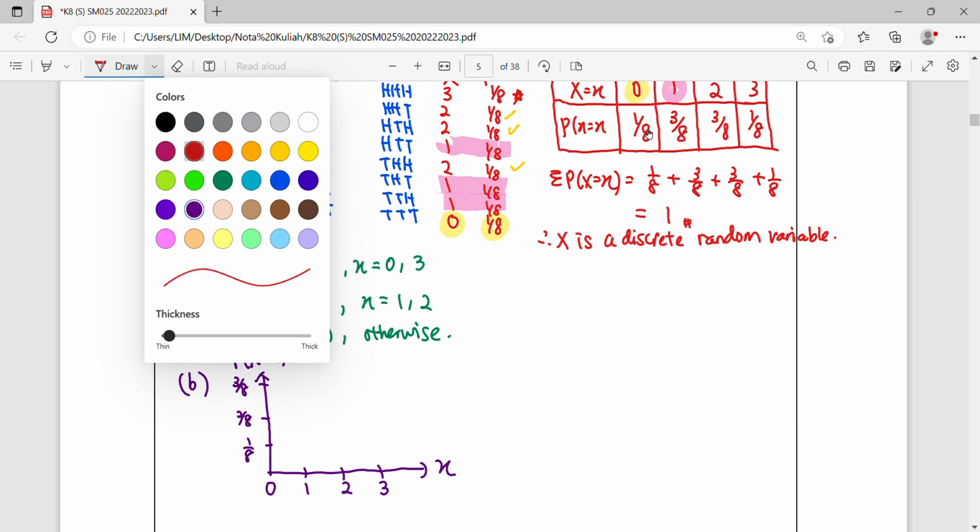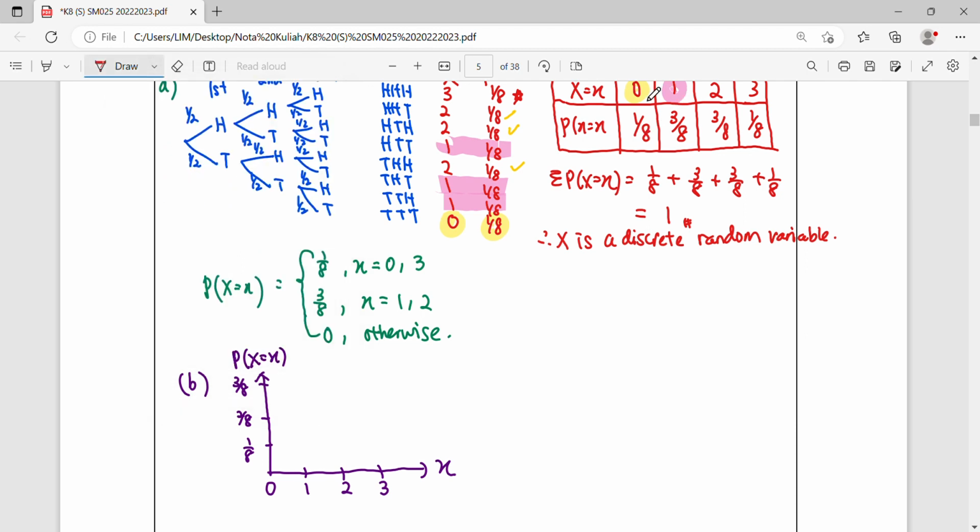Okay, so what is the bar? For random variable 0, the height of the probability reaches 1 over 8. One bar. For random variable 1, the height of the probability reaches 3 over 8. For random variable 2, the probability reaches 3 over 8. Random variable 3, 1 over 8. So this is our probability distribution graph.